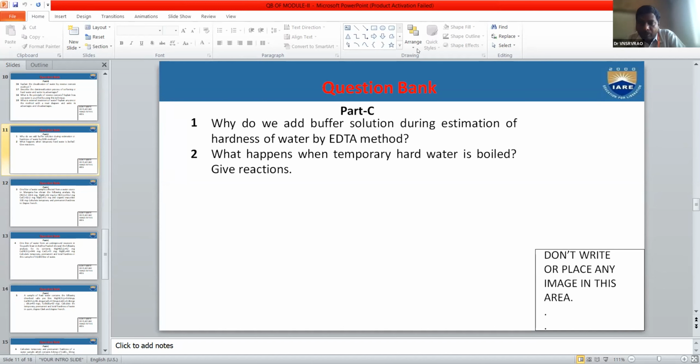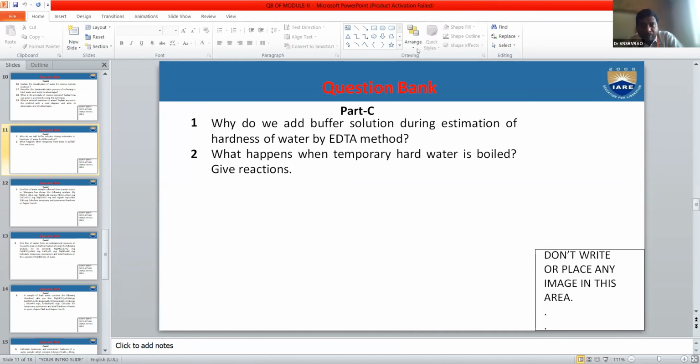Okay, now coming to the point, the first reason is to maintain the pH 8 to 10, and at that pH the resultant metal EDTA complex is stable. So that is the first reason. And the second reason is to show the color change of the indicator.